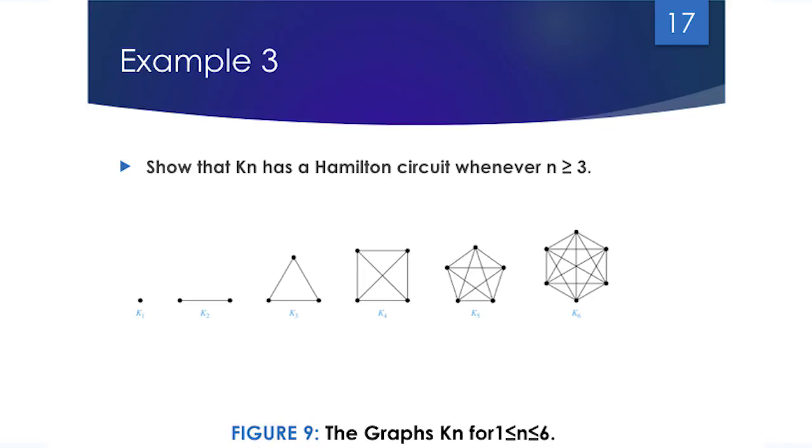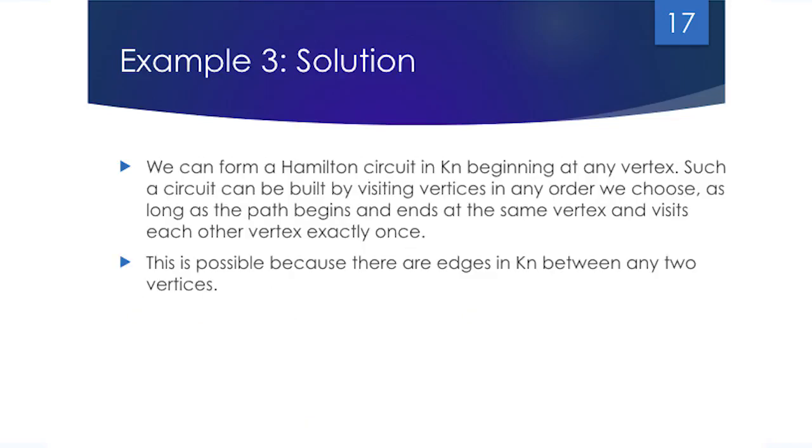We can form a Hamilton circuit in K_n beginning at any vertex. Such a circuit can be built by visiting vertices in any order we choose, as long as the path begins and ends at the same vertex and visits each other vertex exactly once. This is possible because there are edges in K_n between any 2 vertices. Now this leads us to conclude the following theorem.